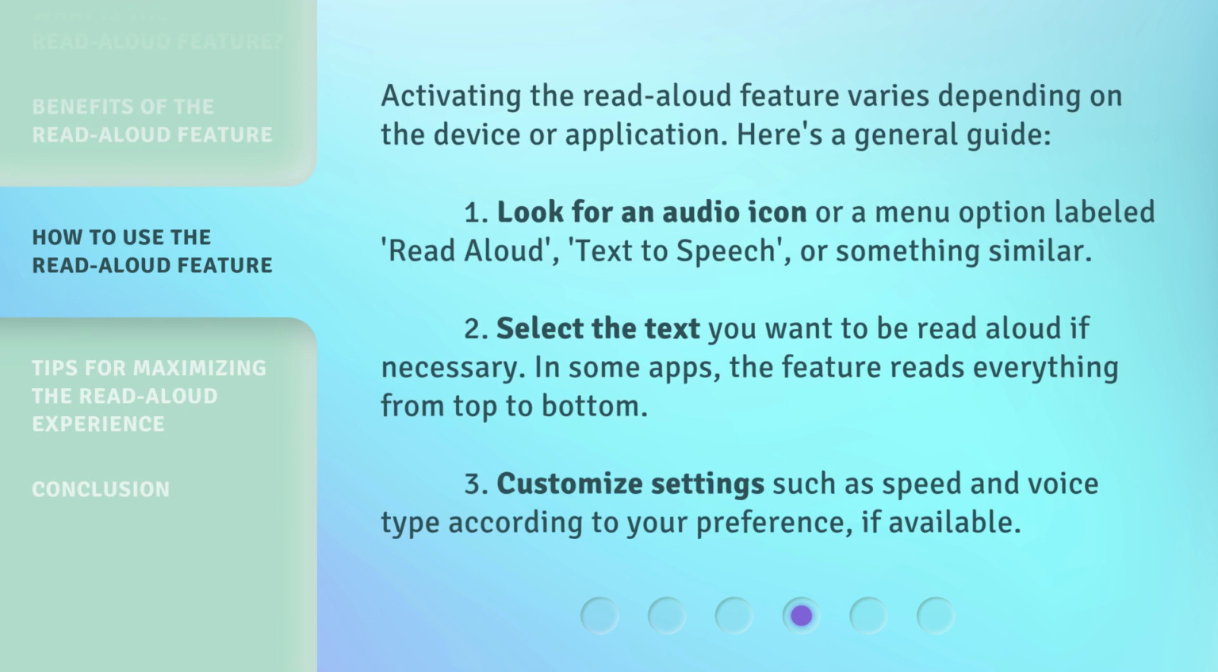Activating the Read-Aloud feature varies depending on the device or application. Here's a general guide. 1. Look for an audio icon or a menu option labeled Read Aloud, Text-to-Speech, or something similar. 2. Select the text you want to be read aloud if necessary. In some apps, the feature reads everything from top to bottom. 3. Customize settings such as speed and voice type according to your preference, if available.